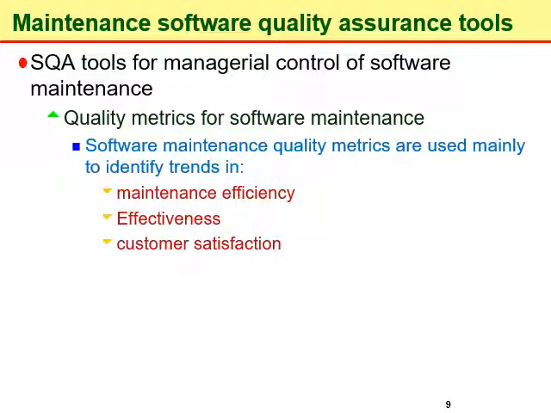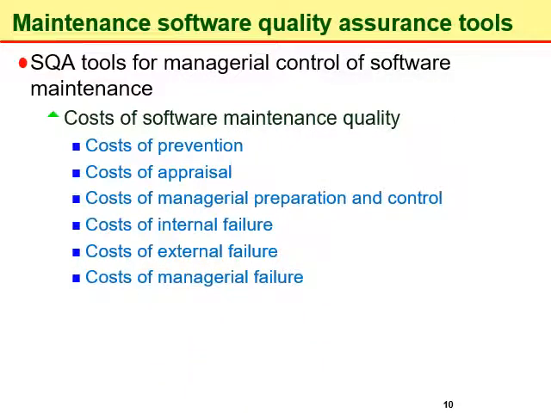Then the second managerial control issue is quality metrics for software maintenance. Just like we have quality metrics related to software development activities, there are also quality metrics for software maintenance. So software maintenance quality metrics are used mainly to identify the trends in maintenance efficiency, effectiveness, and customer satisfaction. Then the third managerial control issue is cost of maintenance quality.